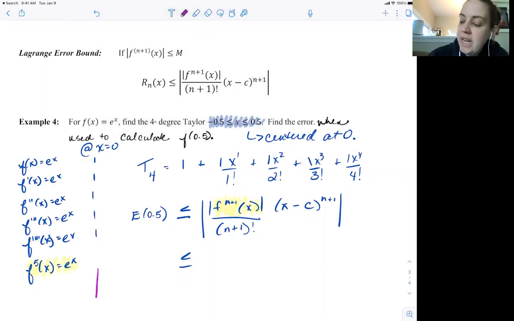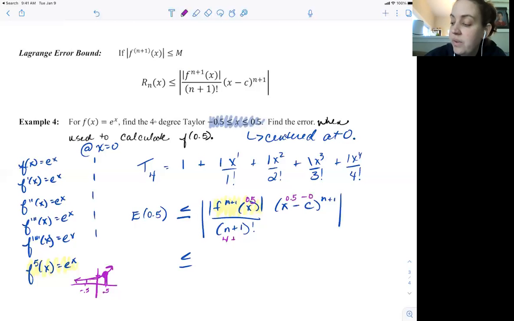So if we're looking at e to the x, here's e to the x increasing. We want to know what's going on between negative 0.5 and positive 0.5. So here's your negative 0.5 and over here's your positive 0.5. So the greatest magnitude, and again, we're looking for the absolute value, is going to happen the furthest to the right over here at 0.5. So the value that goes in, and by the way, these are all 0.5s. This is 0.5, x minus c is where we're centered, which is 0. N is 4 because it's fourth degree.